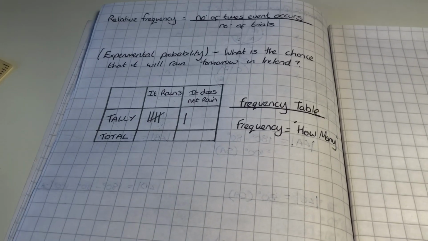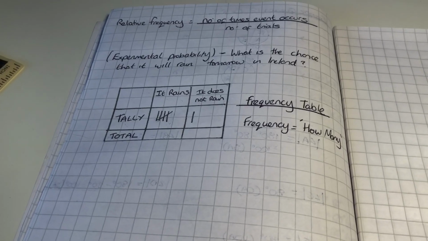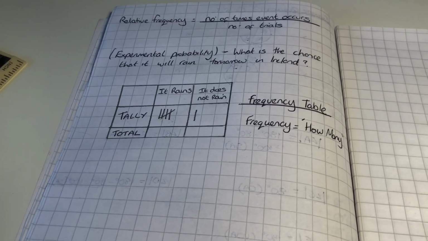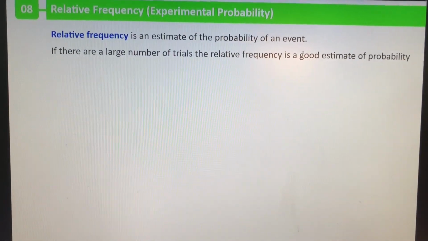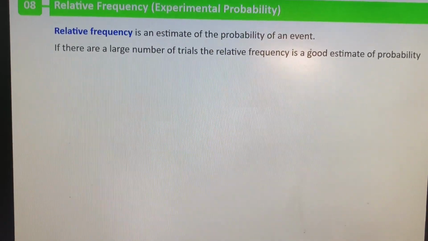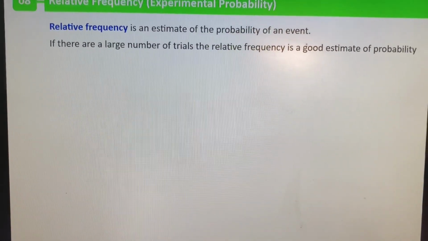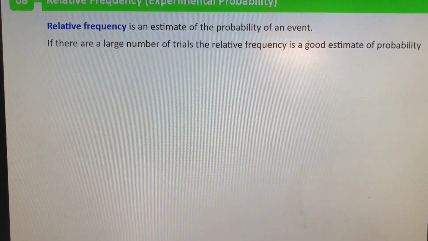Then it would be a much more accurate estimate of the probability of whether it will rain or not the next day. Okay, so if there are a large number of trials, then the relative frequency, our estimate of the probability, will be quite good.